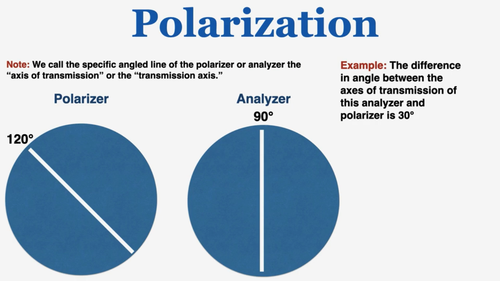We call the specific angled lines of the polarizer or analyzer the axis of transmission, or the transmission axis. As an example, the difference in angle between the axes of transmission of this analyzer and polarizer is 30 degrees. Because one is angled at 120 and the other is angled at 90, we would say that the difference between their axes of transmission is 30 degrees.